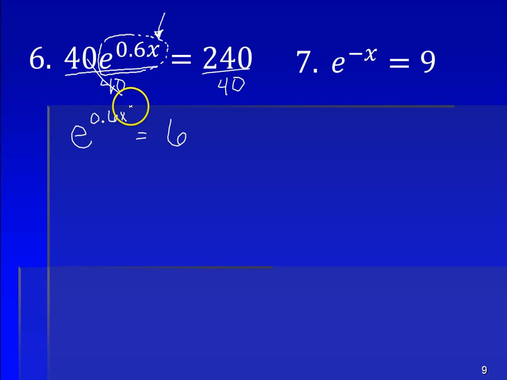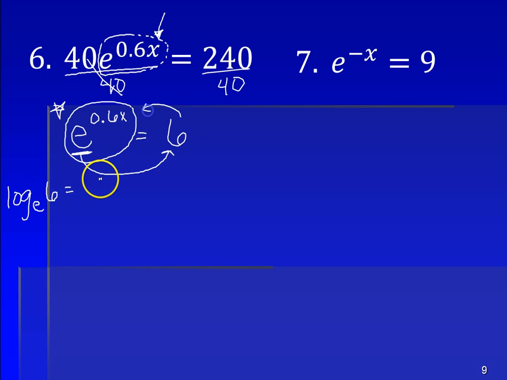Now that x is isolated, and again, to keep everything consistent, it's isolated on the left-hand side. So we need to do our circle. Start at e, that's your base, right? And go across. Now, I've got two choices. I can write this as log base e of 6 equals 0.6x. You can, okay?